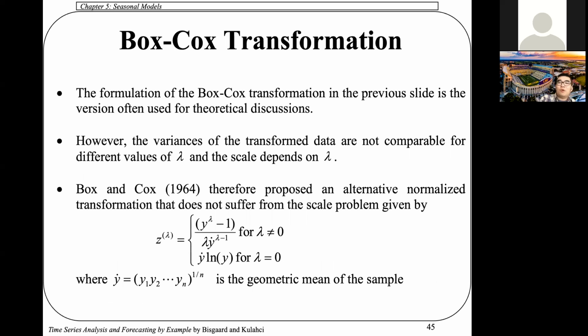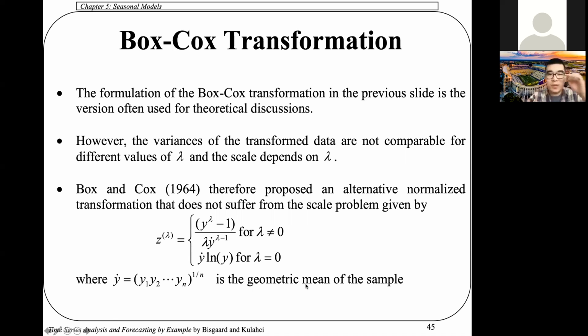Moreover, because the variance of the Box-Cox transformed data is not comparable for different values of lambda, and the scale depends on lambda, Box-Cox suggests using a rescaled transformation. This rescaled transformation is the transformed data rescaled by this white dot, where the white dot is the geometric mean of the sample.